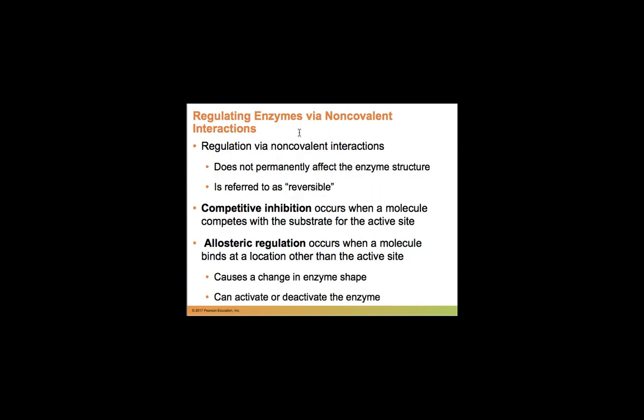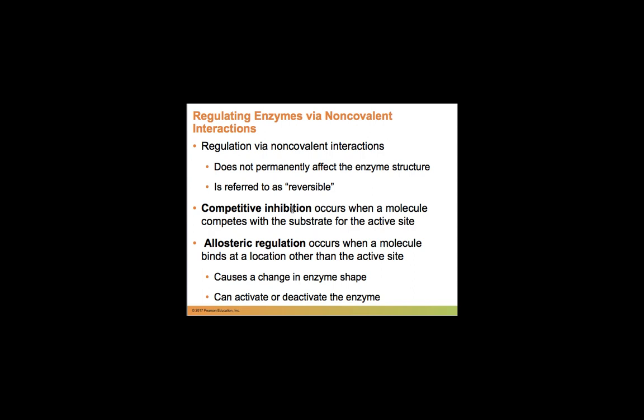So, regulating enzymes through a non-covalent interaction. Non-covalent interactions will not permanently affect the enzyme structure. Why? They're reversible. Some of these interactions are going to include competitive inhibition and allosteric regulation. So competitive inhibition takes place when we have another substrate competing for that enzyme's active site.